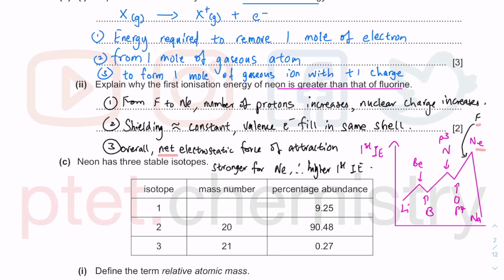Straight to the point there, in terms of shielding being the same or similarly constant, but the nuclear charge increasing, the overall net effect called the effective nuclear charge will get stronger for neon compared to fluorine, and therefore the electrons are much harder to remove.